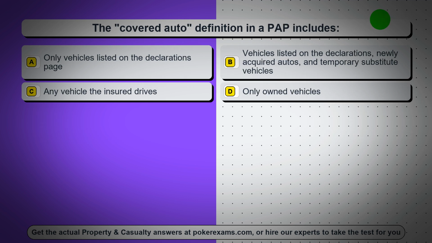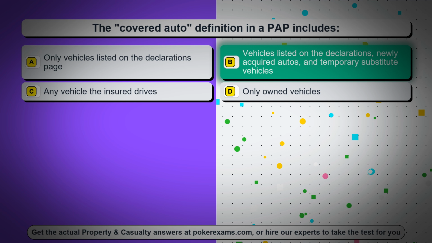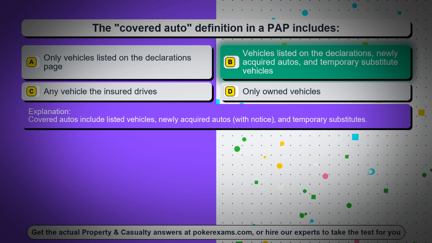Question 93. The covered auto definition in a PAP includes, option A, only vehicles listed on the declarations page, option B, vehicles listed on the declarations, newly acquired autos, and temporary substitute vehicles, option C, any vehicle the insured drives, option D, only owned vehicles. The correct answer is option B, vehicles listed on the declarations, newly acquired autos, and temporary substitute vehicles. Covered autos include listed vehicles, newly acquired autos, with notice, and temporary substitutes.